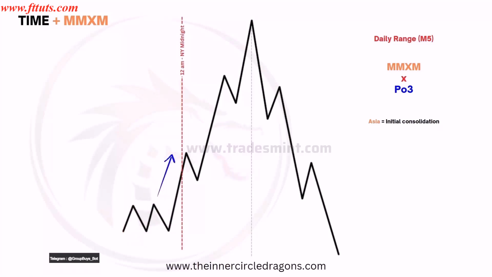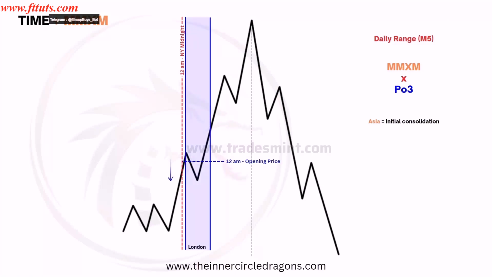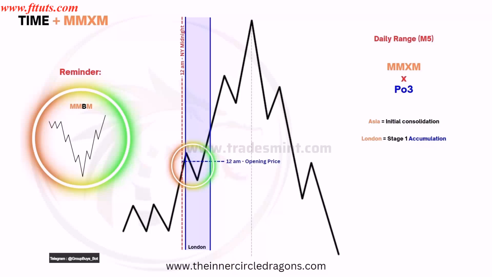We have an expansion leg outside of the Asian consolidation up into 12 a.m. midnight New York time. Price will drop below the 12 a.m. opening price inside of London, where the Judas swing will form. This is where we expect the first stage of accumulation to form. We are looking inside of the expansion leg that broke away from the Asian range to align data points, PD arrays, liquidity, and gaps. Again, if we think about the power of three in relation to a market maker model, a Judas swing lower is technically the sell program of a market maker buy model.